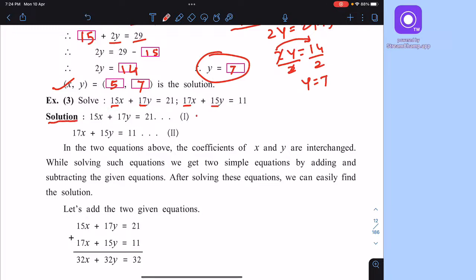So first equation is 15x plus 17y is 21. This is equation number 1. And second equation is 17x plus 15y is equal to 11. That is given equation number 2. In the two equations above, the coefficients of x and y are interchanged. While solving such equations, we get one simple equation by adding the equations and another equation by subtracting the equations. Those become simple.